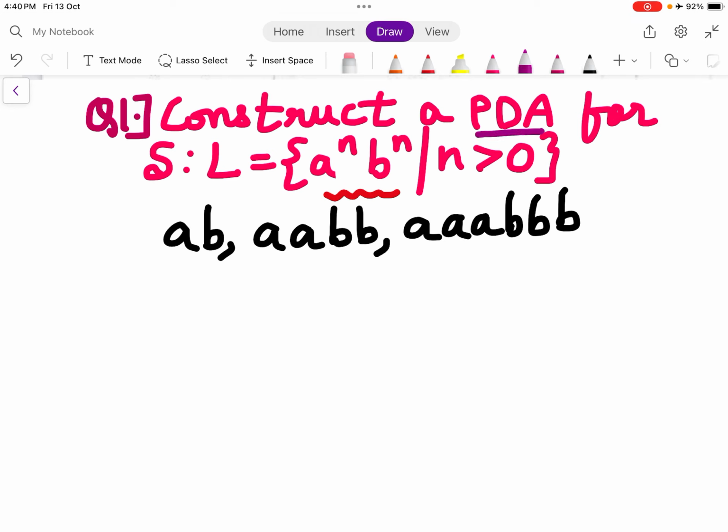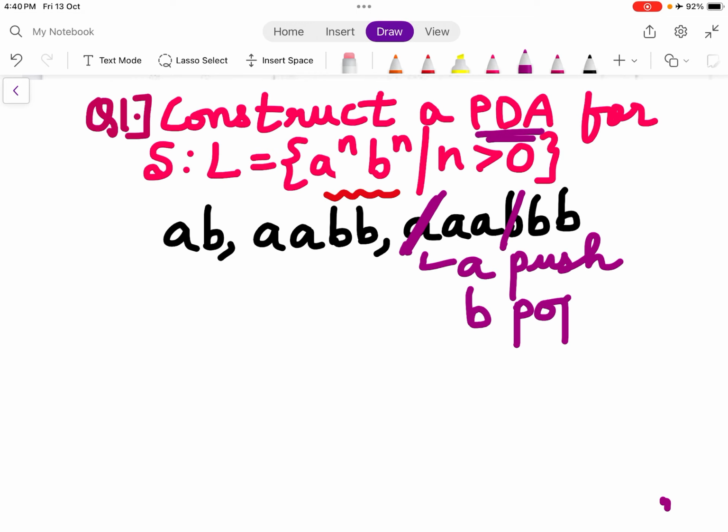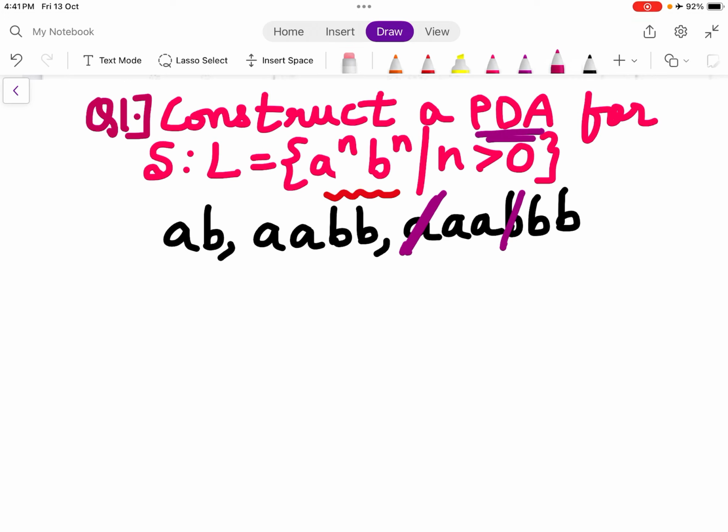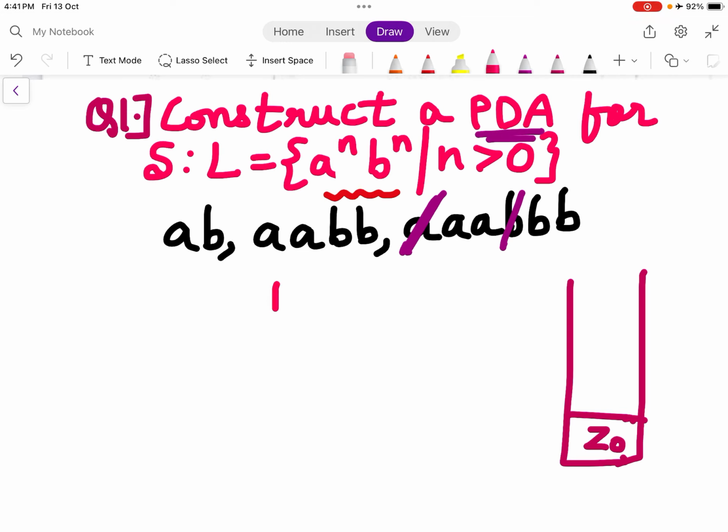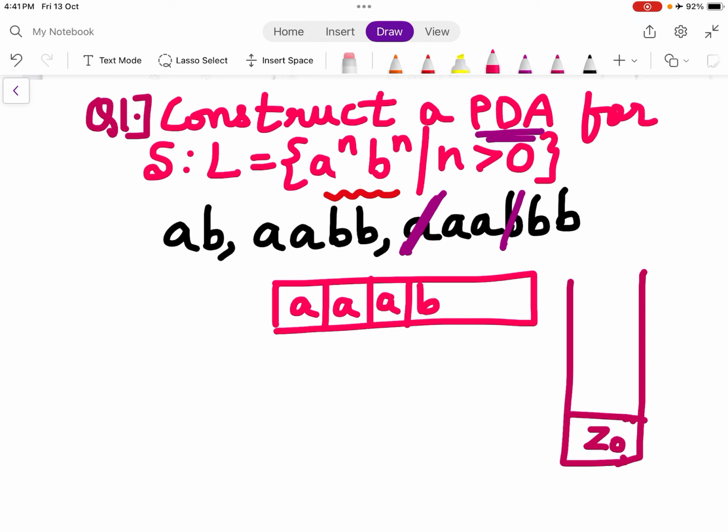Now in a PDA, what you have to do is, for every A you push in the stack, you pop a B. That means there is a stack. The stack has a Z0. Your Z0 is the initial symbol in the stack. And you have a string that is having A, B, B, B and epsilon.